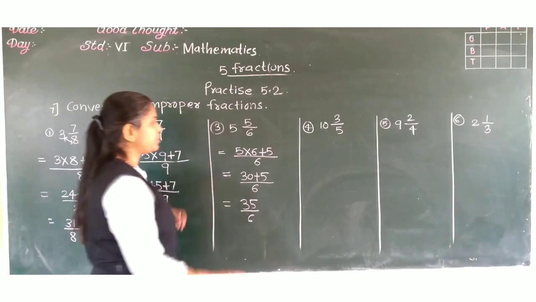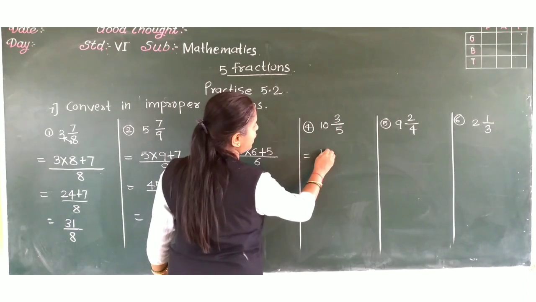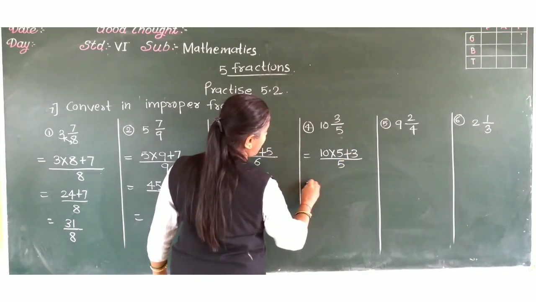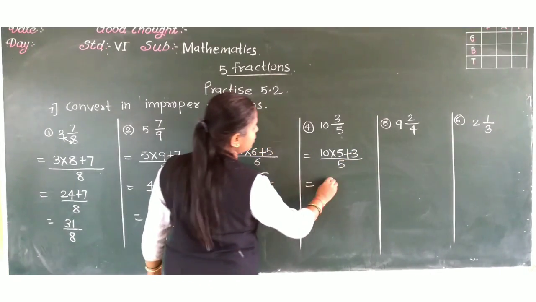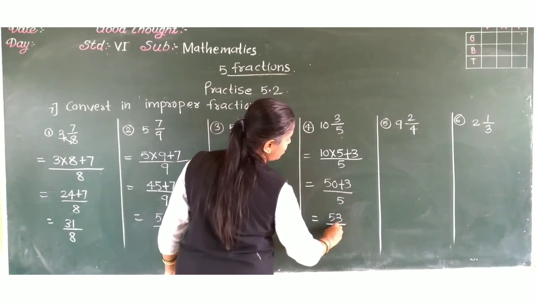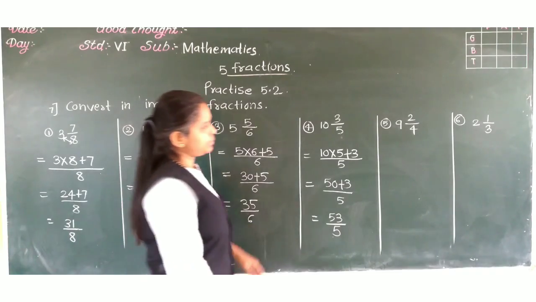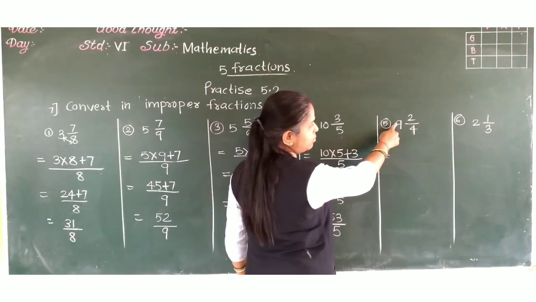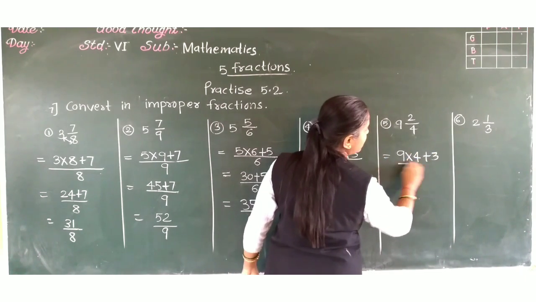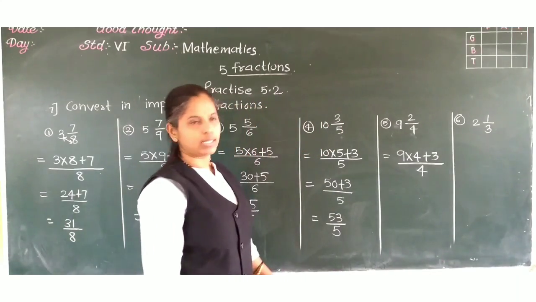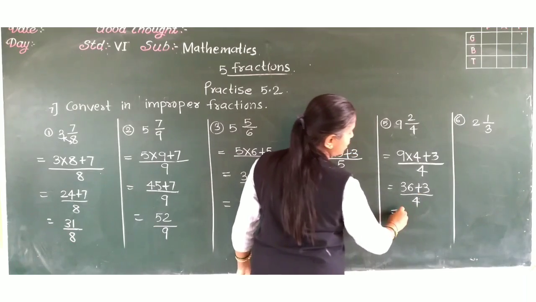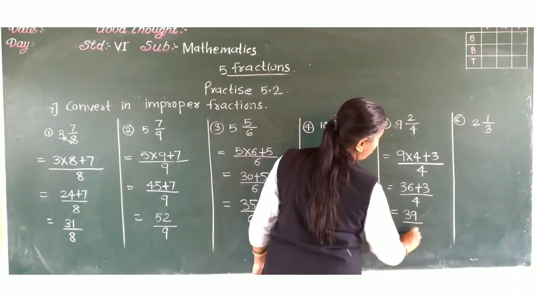Okay. Next, 10 and 3 upon 5. So 10 multiplied by the denominator, that is 5, plus add the numerator, and the denominator as it is. Okay. So 10 5s are 50 plus 3 upon 5. That is 50 plus 3, 53 upon 5. Okay. Next, what do we do? Whole number multiplied by the denominator plus add the numerator and then the denominator as it is. That is 9 4s are 36 plus 3 upon 4. That is 36 plus 3, 39 upon 4.